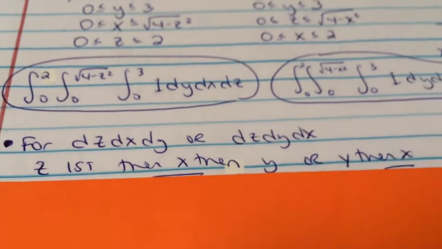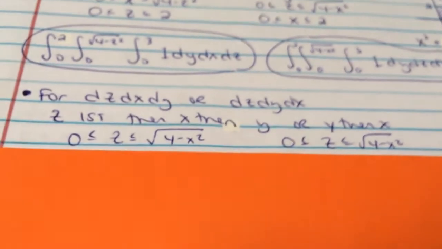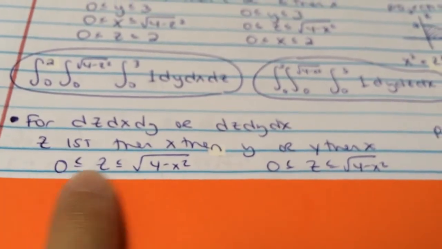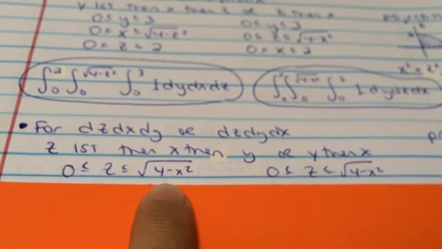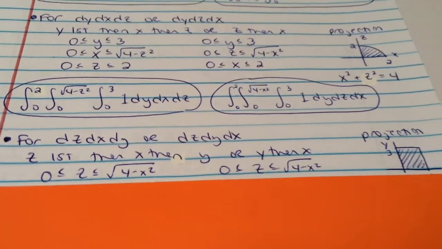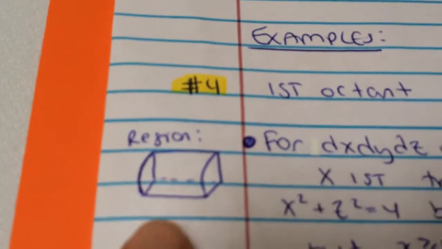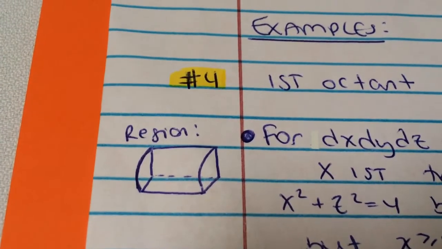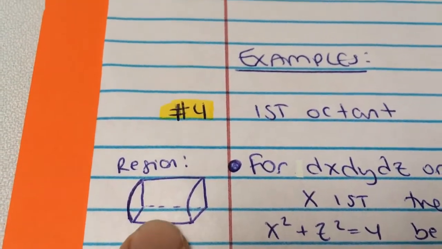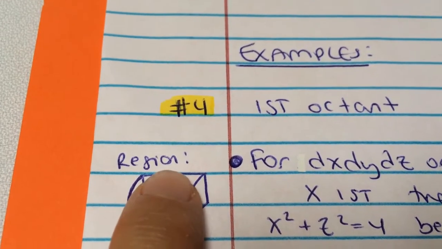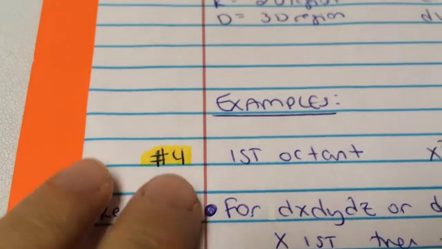So for your z, it's between the xy plane, which is 0, and the cylinder, solved for z, which is this. So your projection would be in the xy plane. If you look at your region here, the xy plane is the bottom of this. It's like the floor. See how it's a rectangle? So the bottom is a rectangle, the back was a rectangle, but the sides weren't.